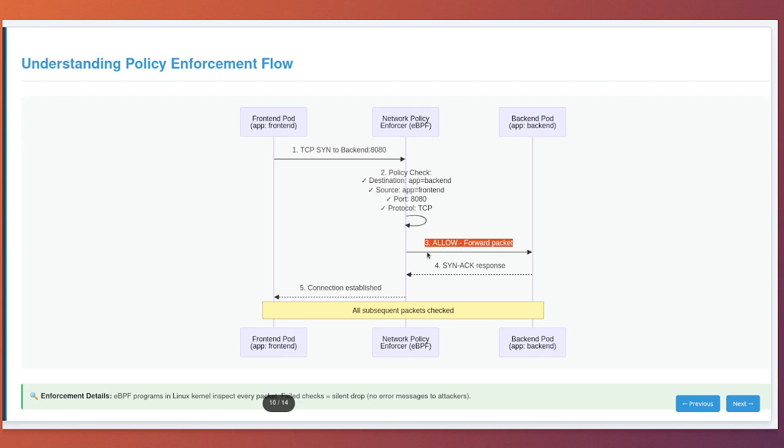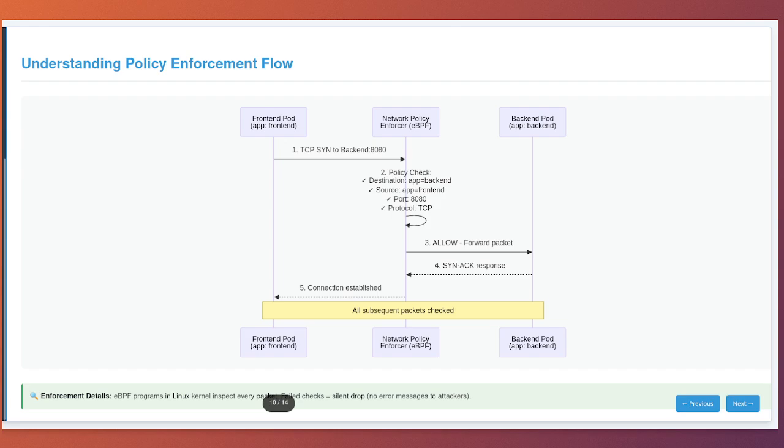Step 4. The enforcer then validates the source. Does the source pod have the label app: front-end? If yes, it continues. Is the destination port 8080? If yes, it continues. Is the protocol TCP? If yes, the packet is allowed through. Step 5. Only after all these checks pass does the packet get forwarded to the backend pod, and the connection is established normally. Here's the crucial security feature.